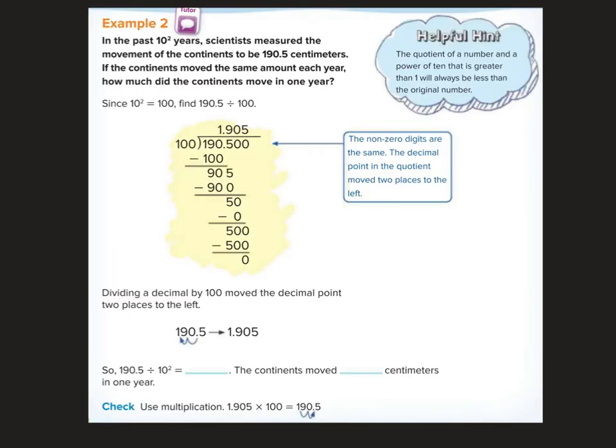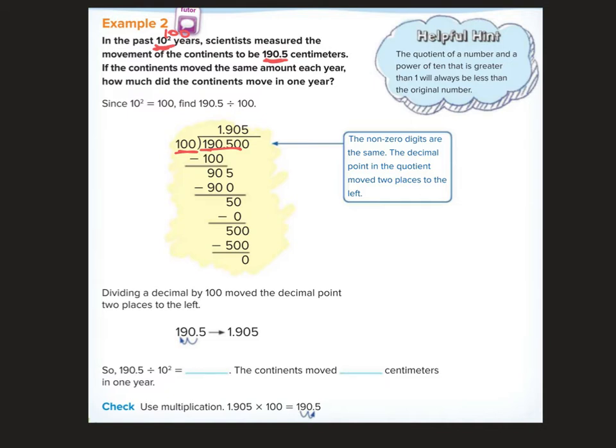Example 2. In the past 10 to the 2 years, which is just 100, right? Scientists measured the movement of the continents to be 190 and 5/10 centimeters. If the continents moved the same amount each year, how much did the continents move in 1 year? So they said in 100 years, this is how far they moved. So I'd have to take 190 and 5/10 and divide it by 100.